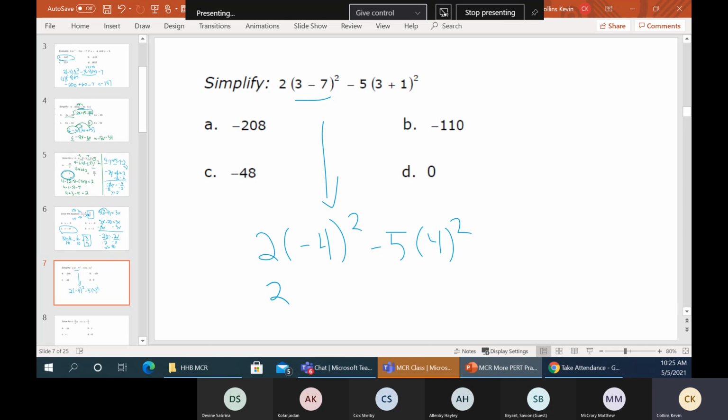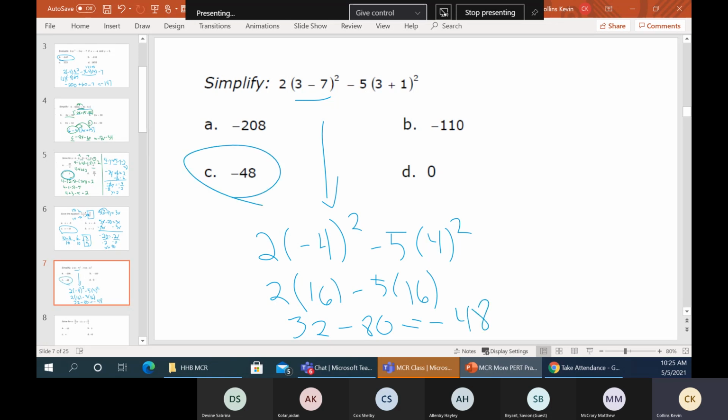So this would be 2 times 16 minus 5 times 16. Okay, so then we have 2 times 16, it's going to be 32. And minus 5 times 16, that's going to be 80. And please use your calculator on those. So if I do 32 minus 80, yeah, we get minus 48. Beautiful. Savion, nice job, brother.